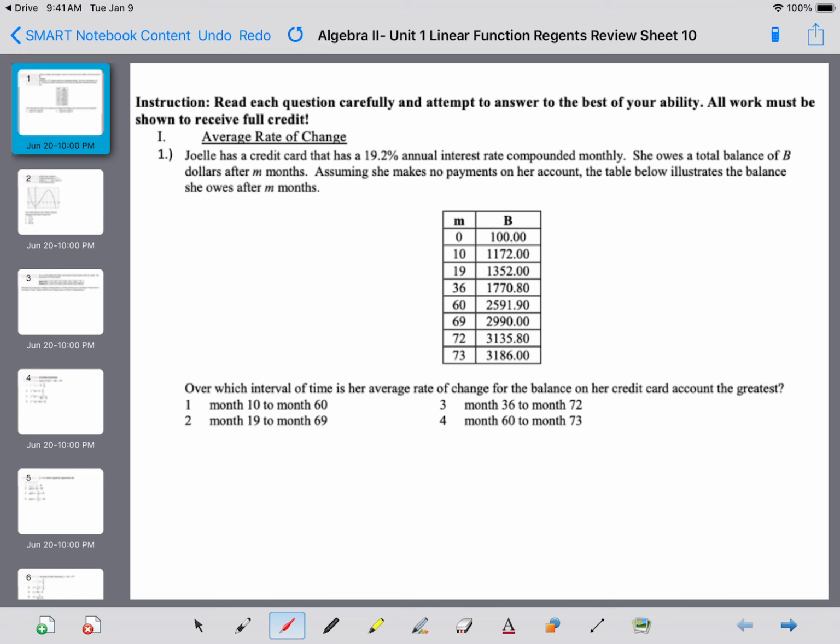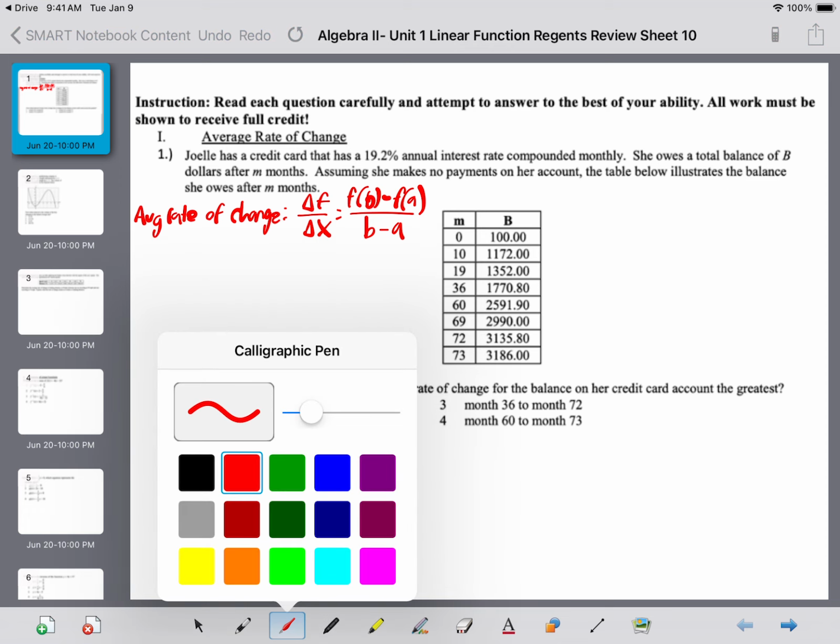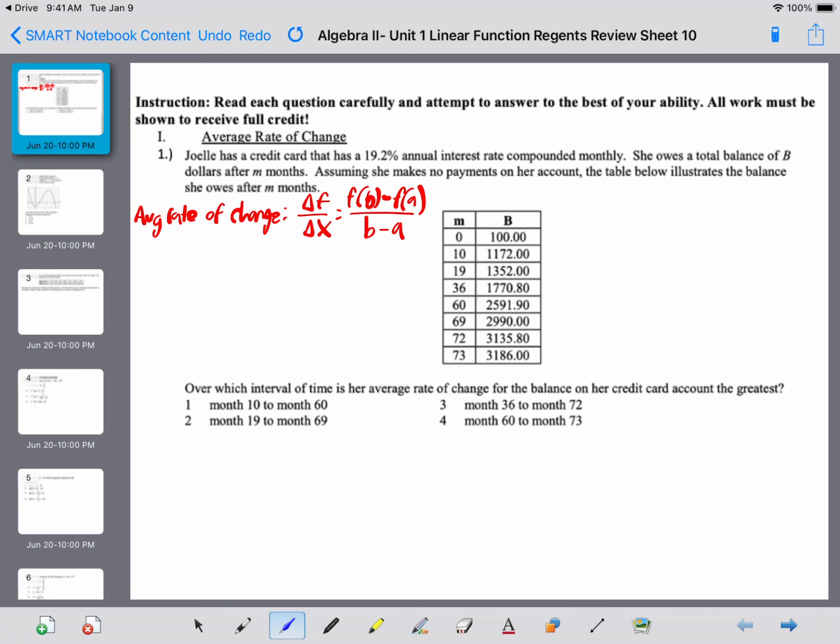But first, the average rate of change formula. We know delta f over delta x equals f of b minus f of a over b minus a for some interval ab, right? If that looks confusing to you, just think of it as a difference in output over a difference in input. A lot of you remember it as the slope formula. Slope is the same exact formula.